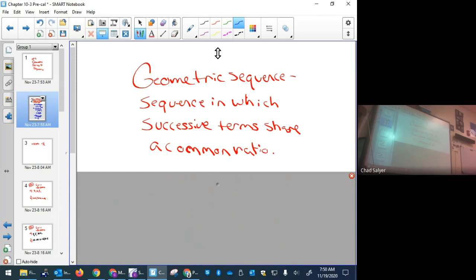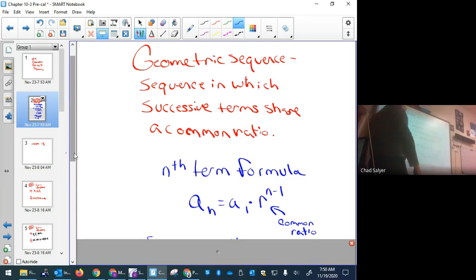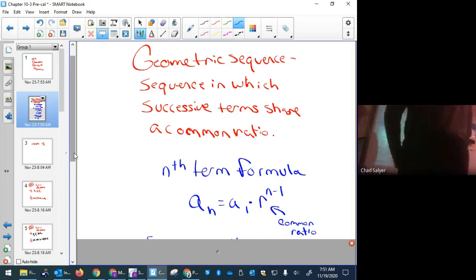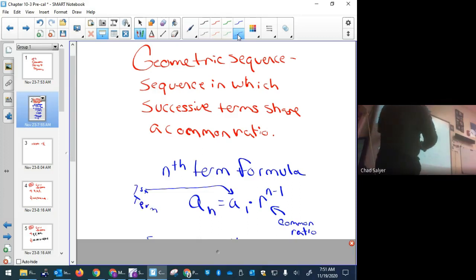Successive terms share a common ratio, which is usually R, the variable R. And then here you have the nth term formula. So you remember the formula for the nth term of an arithmetic sequence from our last lesson, 10 part 2. Here's the nth term for a geometric sequence. And it's a sub n equals a sub 1 times r to the n minus 1 power. A sub 1 is, of course, always the first term. And then r is that common ratio.